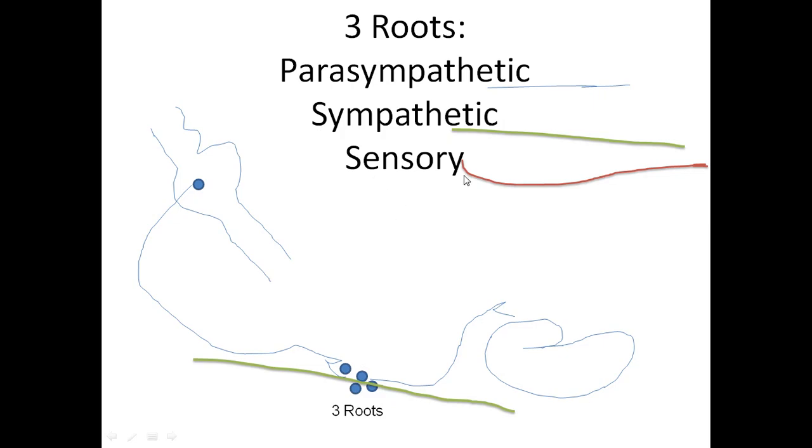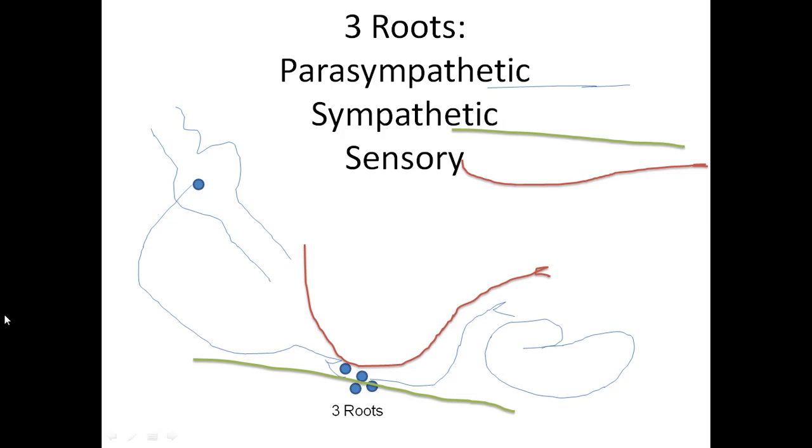Last but not the least, the sensory root. There is one nerve which is helping in carrying this parasympathetic fiber. It's called the lingual nerve. Few fibers will just pass through the ganglion without any relay like this. That is called the sensory root.